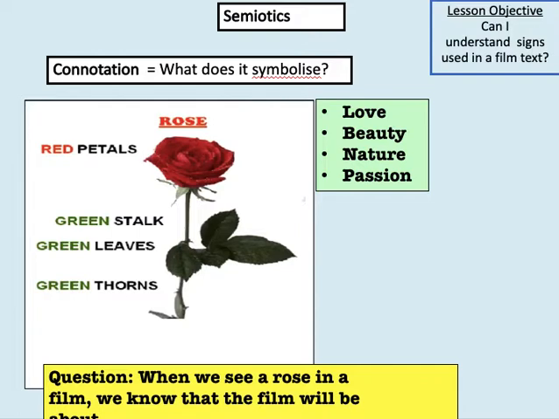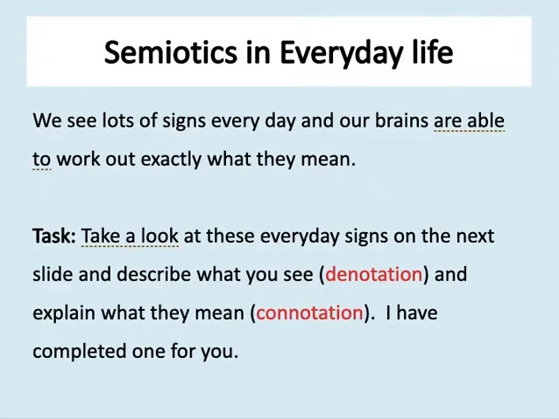So we're going to look at this today very slowly. First thing I want you to do is read through the slides. It's all pretty simple stuff so far. The first task is to think about semiotics in everyday life. So it's not just within film that we use semiotics. We use it in everyday life. You use it all the time and you're not even aware of it.